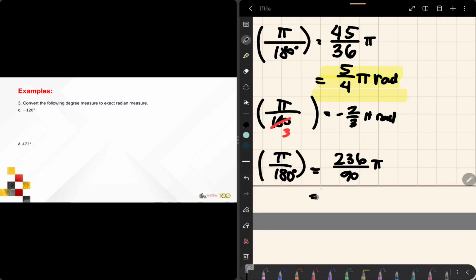They are again divisible by 2. We will get 118 over 45 pi. And they don't have any more divisibility that is common to them. So this will be our final answer.